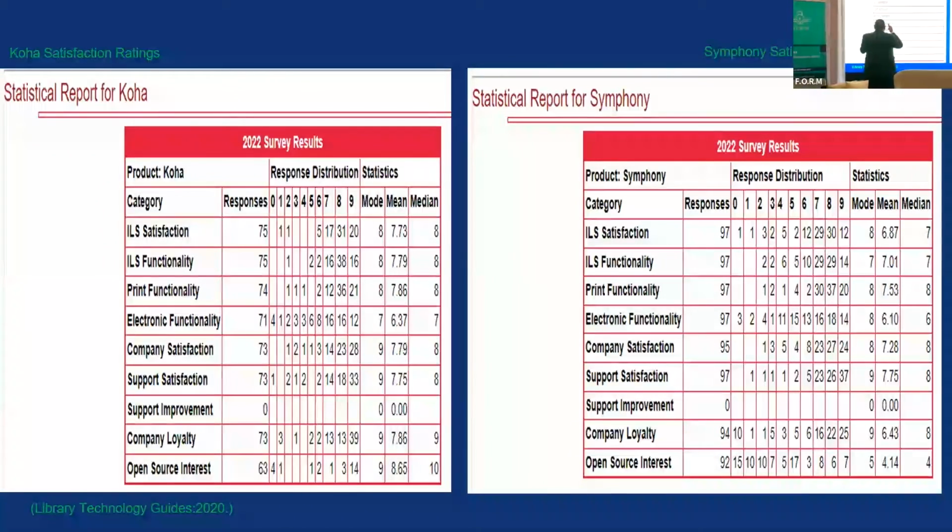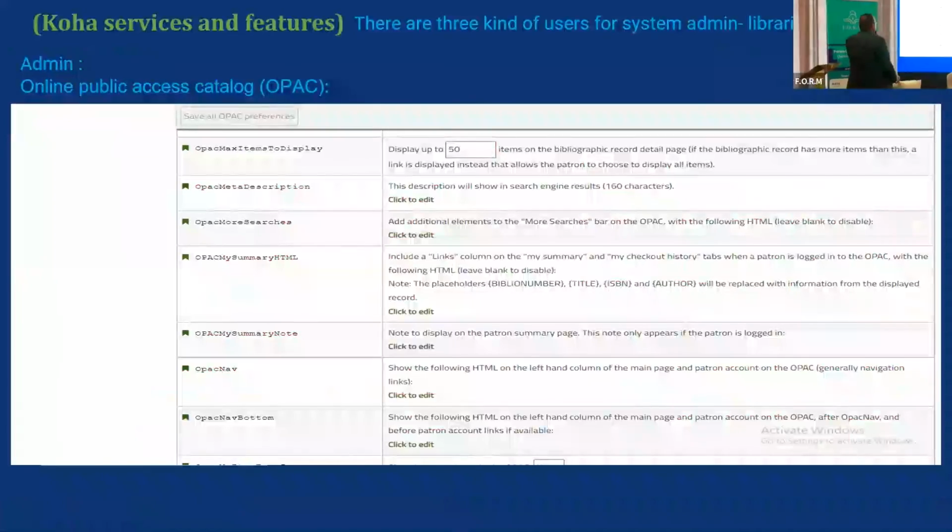According to the statistical report of a survey in 2022, the median satisfaction scores for Koha are 8, 8, 8, 7, 8, 8, 9, 10. For Symphony, 7, 7, 8, 6, 8, 8, 6, 8, 4. That means satisfaction with the Koha system is good, with no problem.